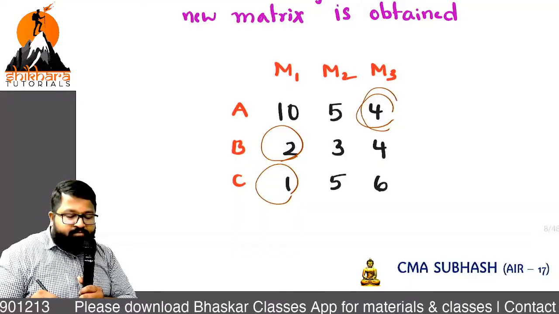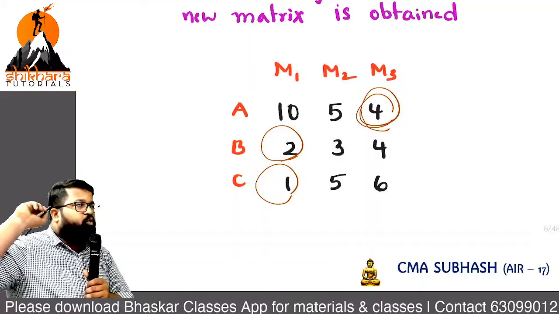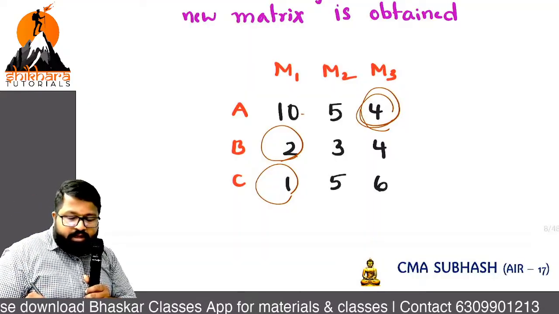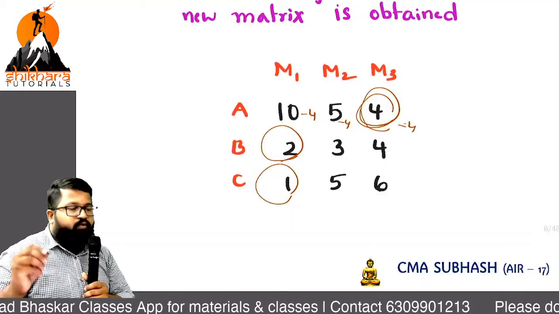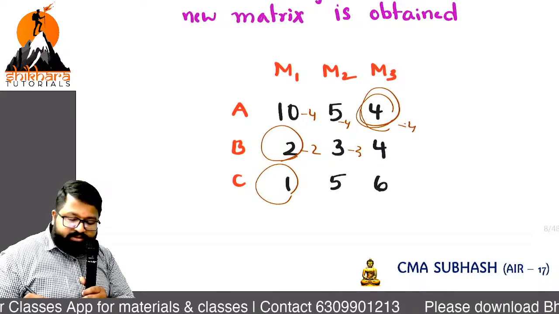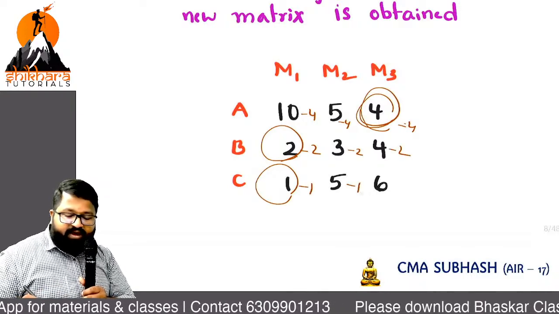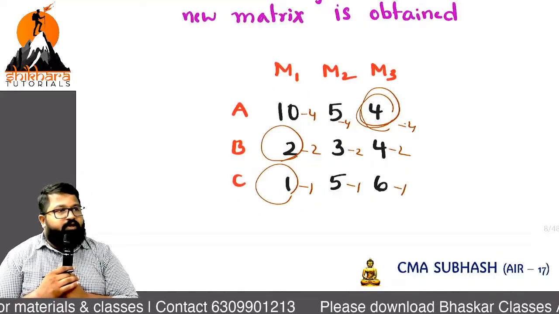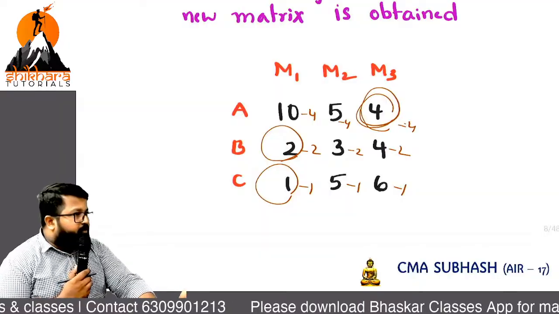Once you have marked the least numbers, that least number should be deducted from the entire respective elements of that row. That is 10 minus 4, 5 minus 4, 4 minus 4. Similarly, 2 minus 2, 3 minus 2, 4 minus 2. And next, 1 minus 1, 5 minus 1, 6 minus 1. This is a row operation. Is the row operation clear?